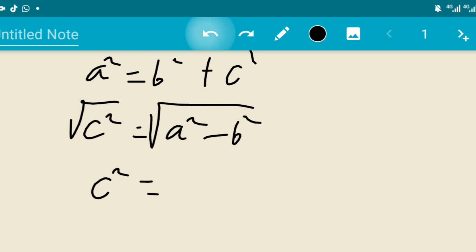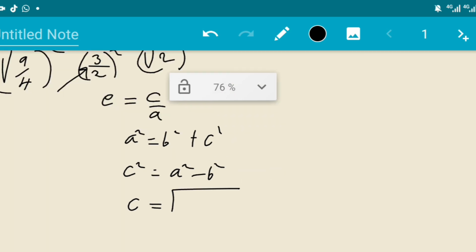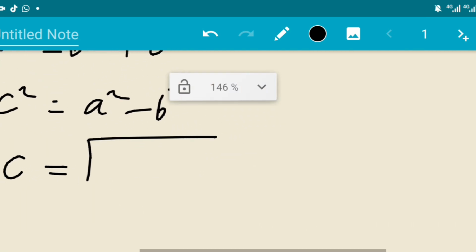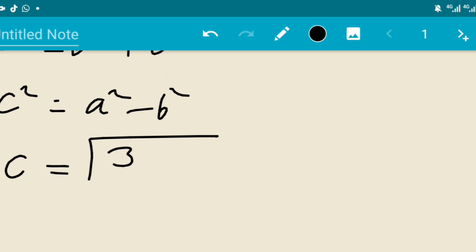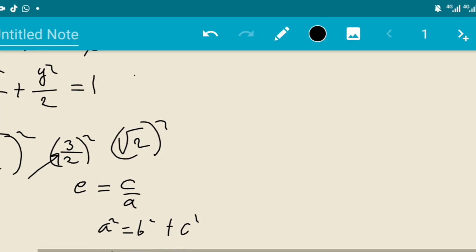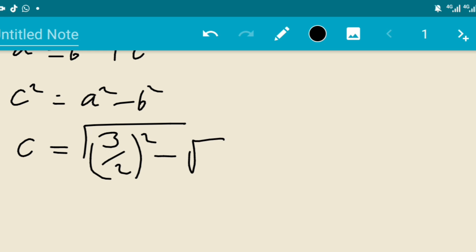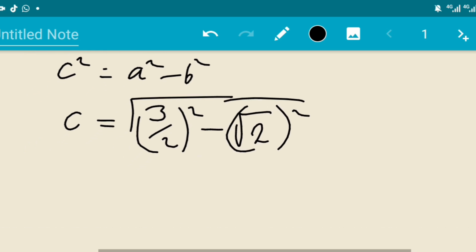Okay, so that is why we're going to have c is equal to, what is our a? Our a is 3 over 2, so we'll say 3 over 2 squared minus, what is our b? In this case, our b is just the root of 2. Okay, the root of 2, we'll say squared. We do that.